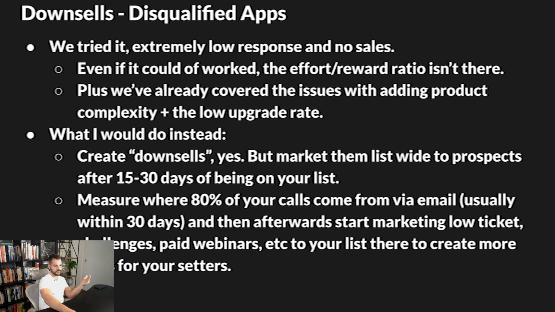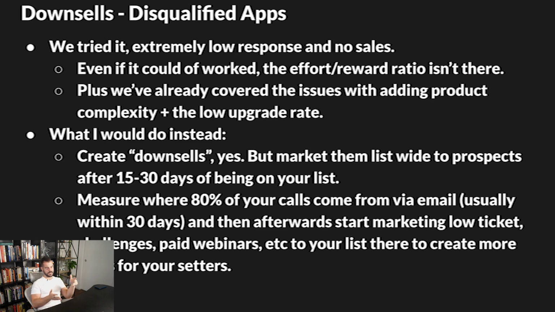So now, a separate question, but related to downsells. What about downsells for disqualified applications? So if you're running a call funnel, you're disqualifying 80% of people who don't have money or whatever. What about driving those to some sort of downsell? Now, this kind of makes more sense, but look, I've tried it. And the response is just so low, and I've used very, very little sales, okay? Even if it worked to a degree, the effort to reward ratio, in my opinion, just isn't there.